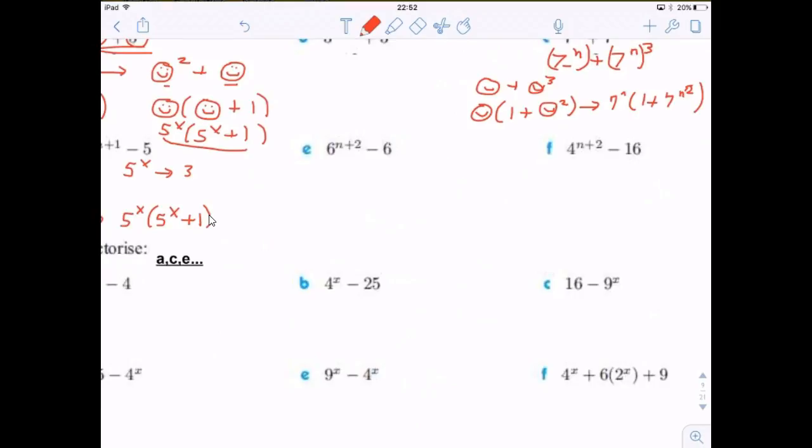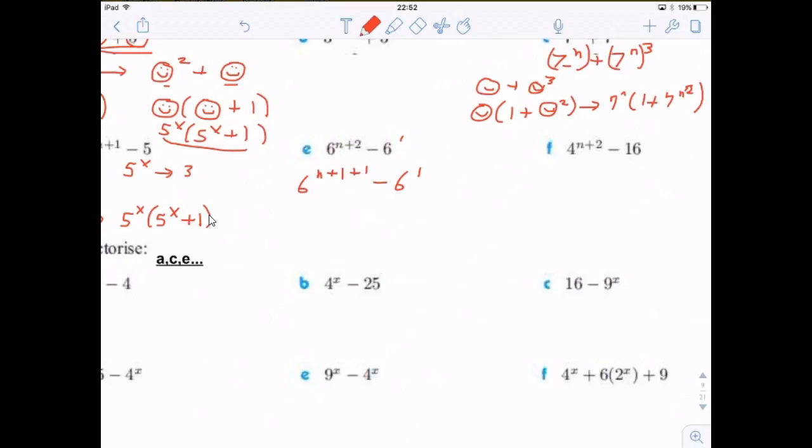Let's do e. So I have 6 to the n plus 2 minus 6. Okay. So in this case, it looks like my common expression is just 6 to the first, maybe. So let's see. I have 6 to the first on the right side. On the left side, do I have 6 to the first somewhere here? Well, remember that if I have 6 to the n plus 2, that's the same thing as 6 to the n plus 1 plus 1, right?